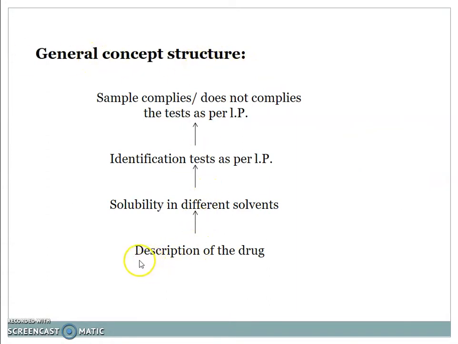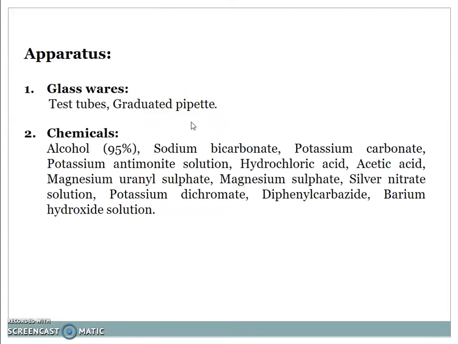Now, the general concept structure. First of all, we have to perform the description of the drug, then solubility in different solvents, and identification test as per IP. If all of these three tests give a positive response and pass the test, that means the compound complies with the test, and if it fails, that means it does not comply with the test as per Indian Pharmacopoeia.